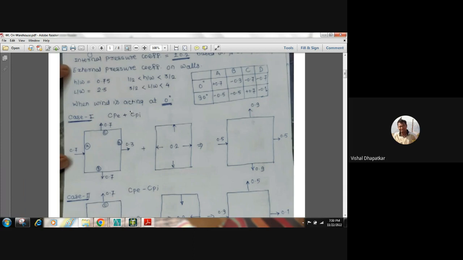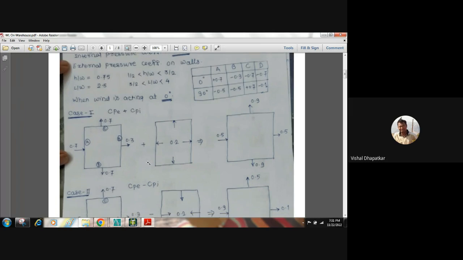ये दो केसेस आता है, एक CPI प्लस और CPI माइनस। CPI प्लस means acting on the wall, or minus means acting away from the wall. So we have considered plus, so it is acting on the wall, right? तो ये एक्टिंग ऑन द वॉल हो गया.